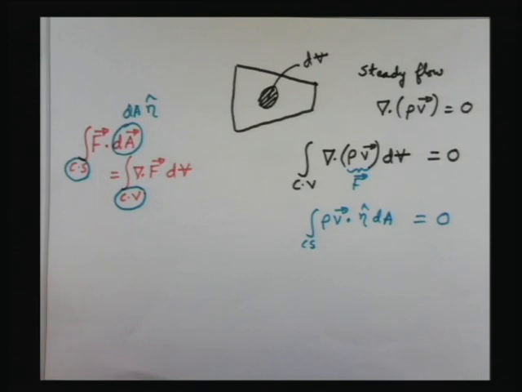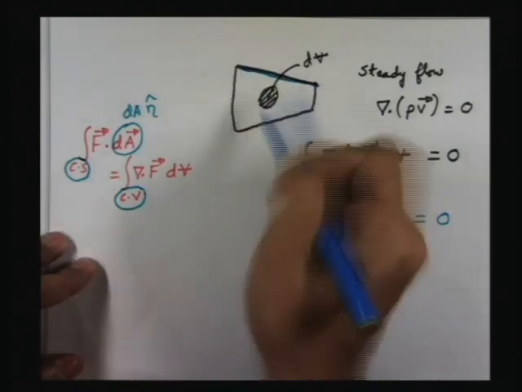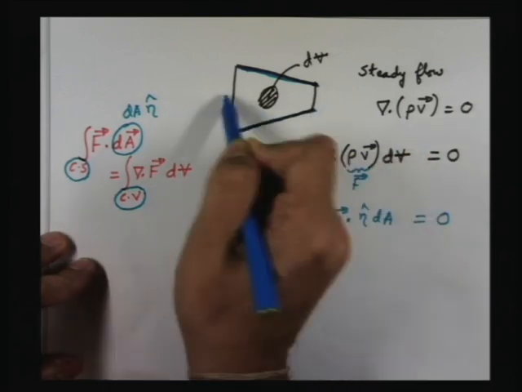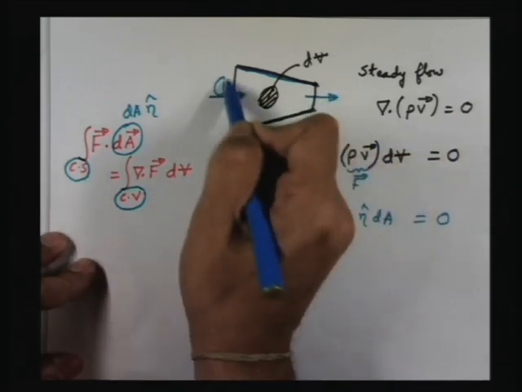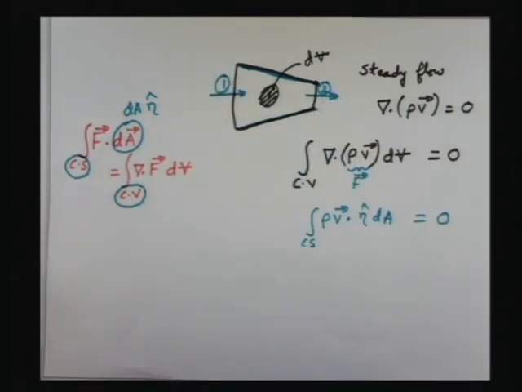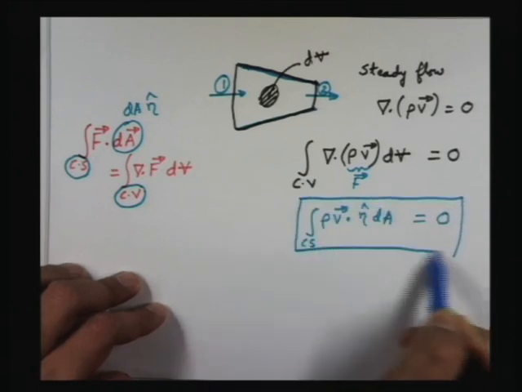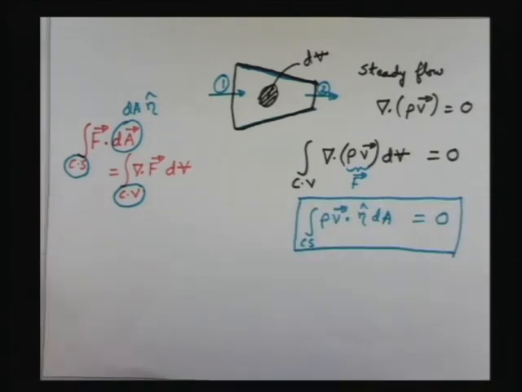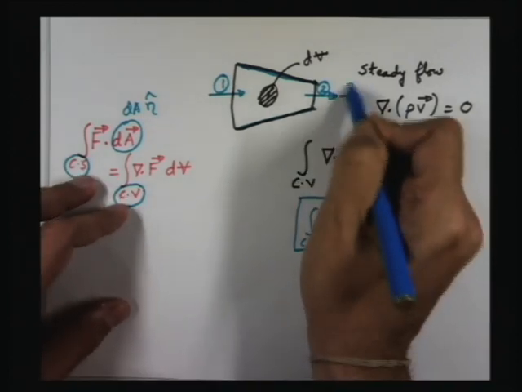What are the surfaces across which fluid is flowing? Let us say this is a solid boundary and this is a solid boundary. So fluid is flowing across this surface and this surface. Let us say this is surface number 1, this is surface number 2. Okay. So we can evaluate this integral on surface 1 and surface 2. Let us say that this is the x direction in which the fluid is flowing.